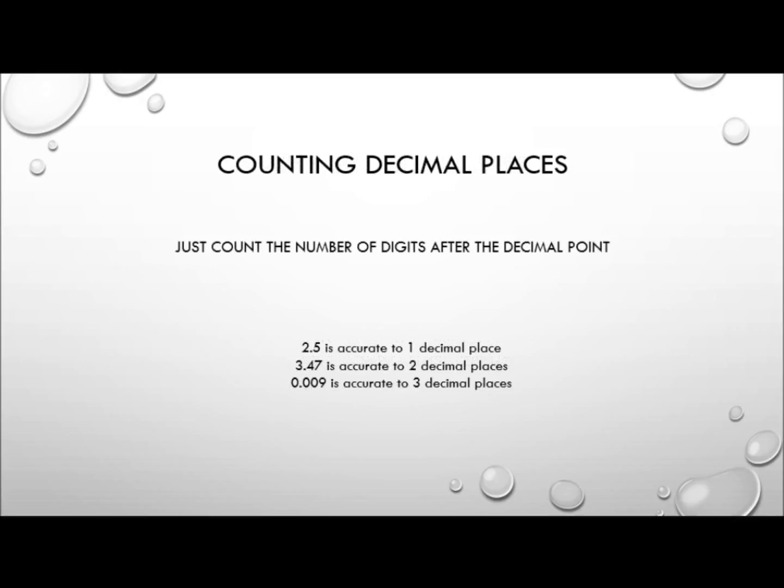When it comes to counting decimal places, all we do is count the number of digits after the decimal point. So 2.5 is accurate to one decimal place. 3.47 is accurate to two decimal places. And 0.009 is accurate to three decimal places.